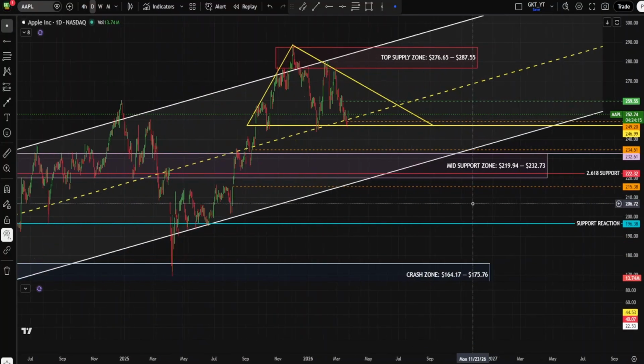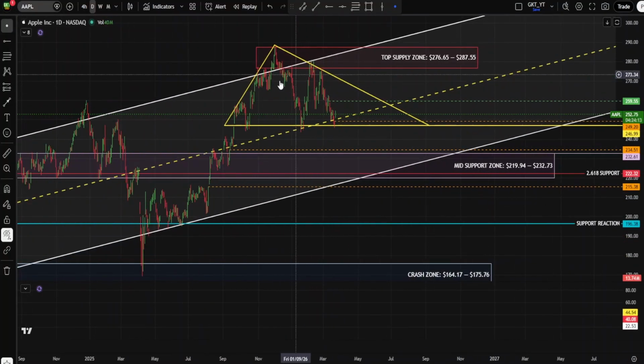So keep that in mind when you identify these patterns, guys. Don't get too confused. Make sure you know which one you're trading.